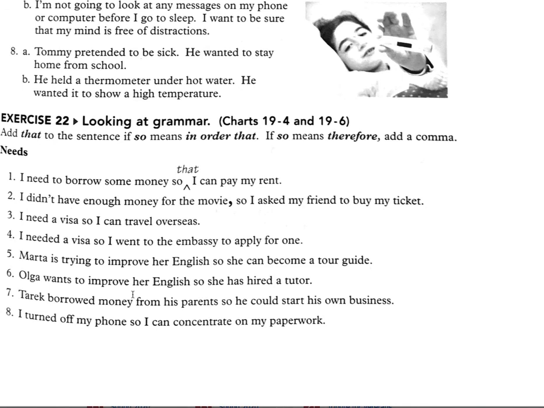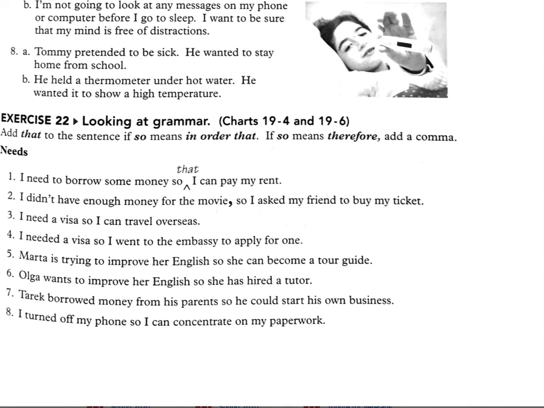If we look at exercise 22, add that to the sentence if so means in order that. In other words, if it gives a purpose. If so means therefore, add a comma.